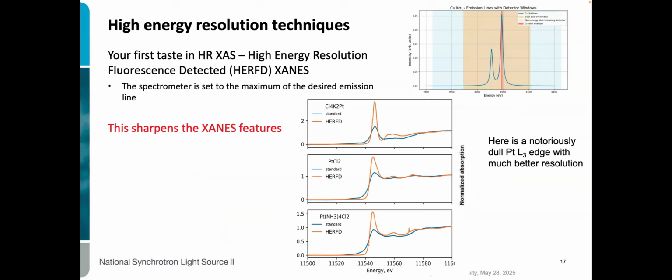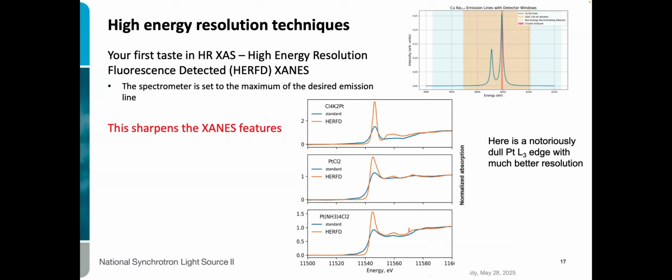So your gateway drug into high energy resolution methods is the horrible acronym, High Energy Resolution Fluorescence Detected XANES, HERFD-XANES. All right? How do we do it? This is the least sophisticated technique, but very powerful. You set the energy of the analyzer to the maximum of your K alpha or K beta, depending on what you want. And what it does, it magically, not very magically, removes the core lifetime broadening due to the very short life of the excited state.